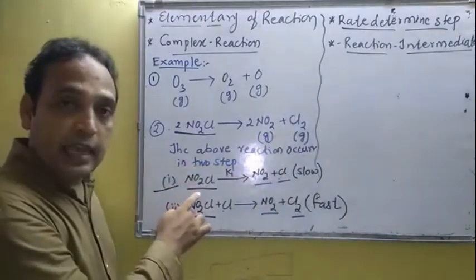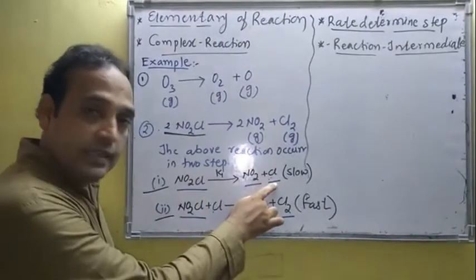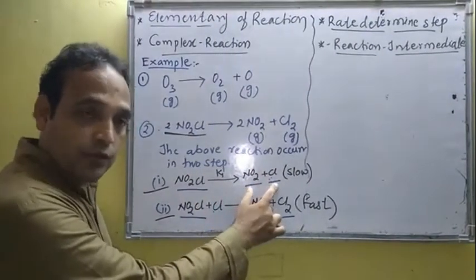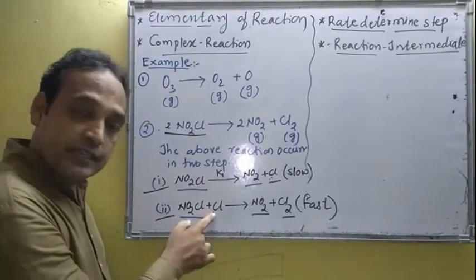Like this, in this case NO2Cl. Now here Cl is formed along with nitrogen dioxide. Now this Cl is used in the second step.